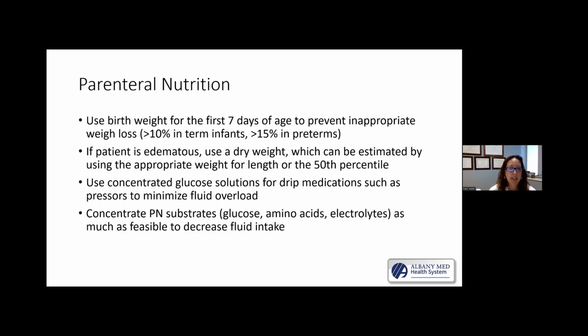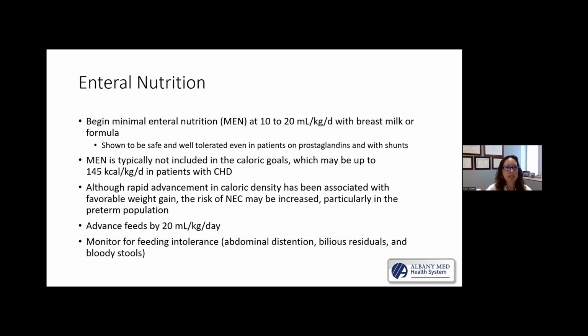fluid requirements. If a patient is edematous, we do try to use a dry weight, and we can estimate that based on using a growth curve using the appropriate weight for length or the 50th percentile, typically using the preterm Fenton curve in our unit. We want to make sure we use concentrated glucose solutions for drip medications, such as pressors, to minimize fluid overload from non-nutritive sources. And we also want to make sure that we can concentrate some of our parenteral nutrition substrates as much as possible, again, to decrease the excessive fluid intake from non-nutritive sources.